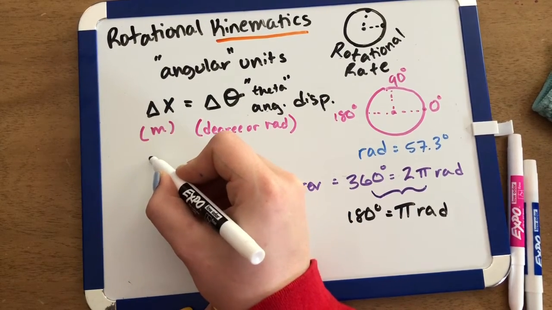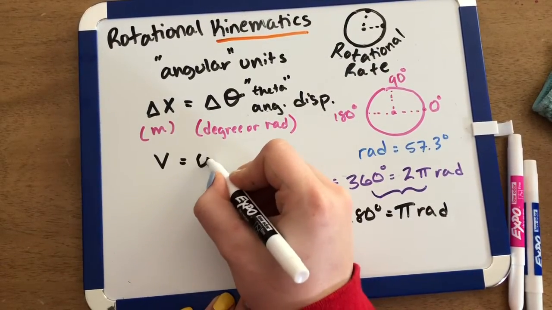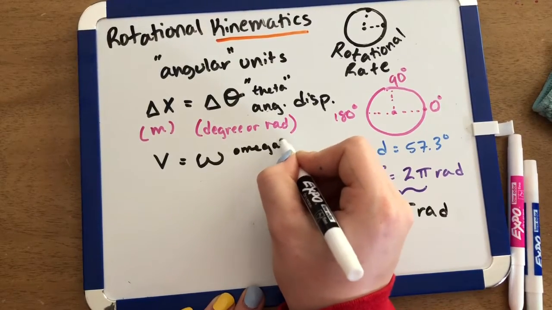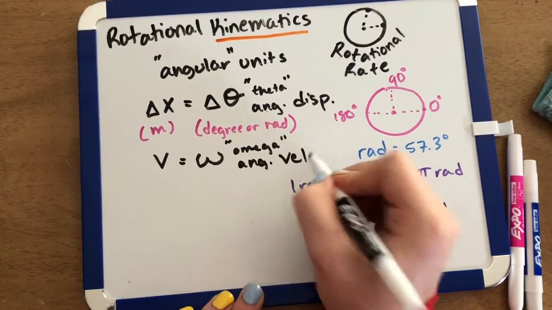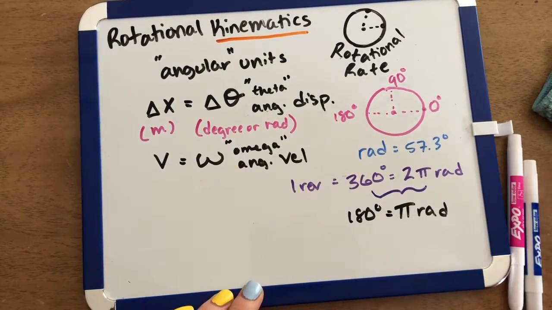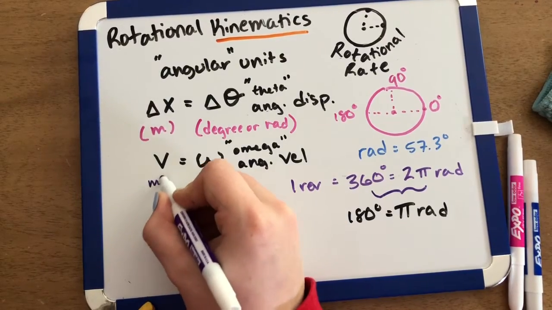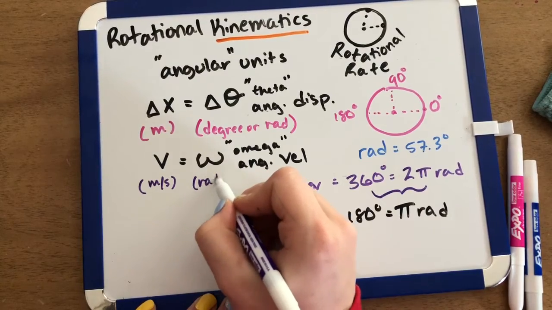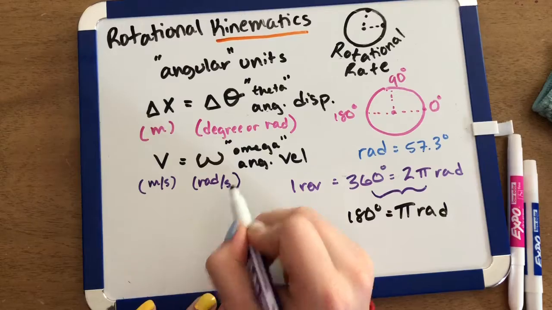Instead of using velocity, we are going to use omega, which is our angular velocity. You see how that goes? Now, angular velocity is in radians per second or degrees per second.